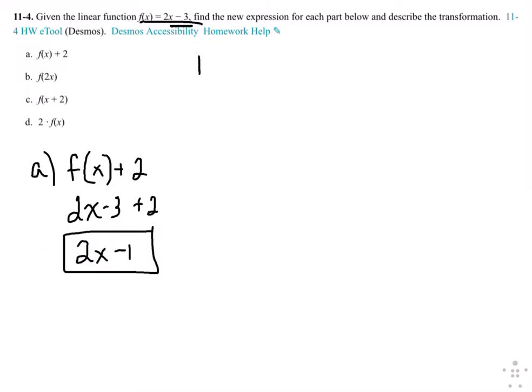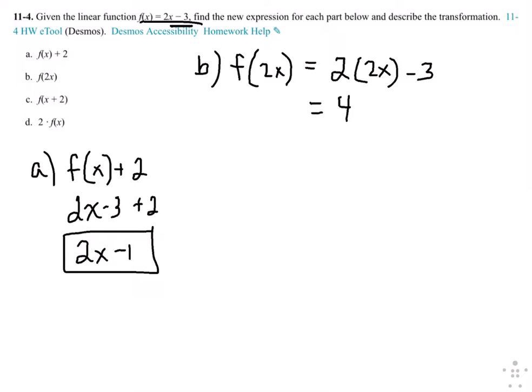Okay, let's do B. They want f of 2x, so we're going to replace x with 2x. It used to be 2x minus 3, so x is now 2x. Instead of 2 times x, we're substituting 2x in for x. So we get 4x minus 3. This made the slope bigger, so the line is more steep.